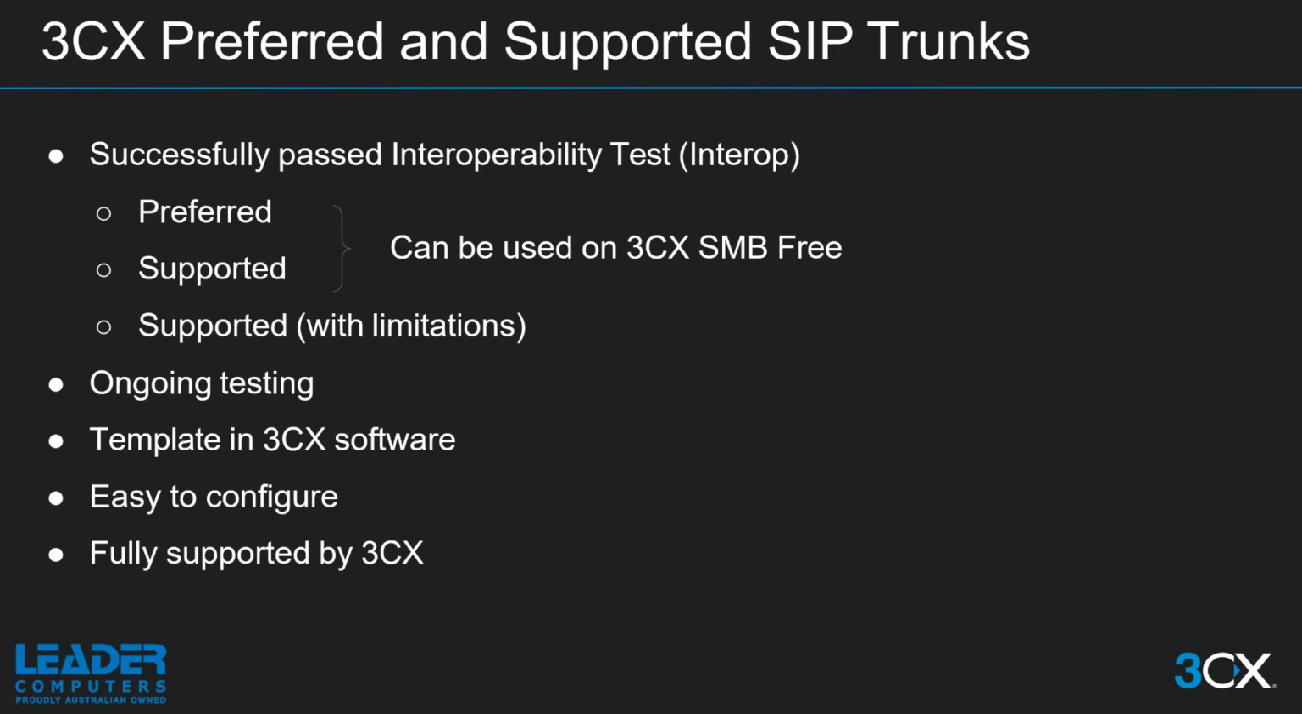The reason is that preferred and supported are the only trunks that can be used on 3CX SMB free, or the 3CX free version. There are also other SIP trunks like Telstra, Optus and others. They are supported with limitations, so you need to be cautious about that. But make sure you always use a preferred or supported SIP trunk.